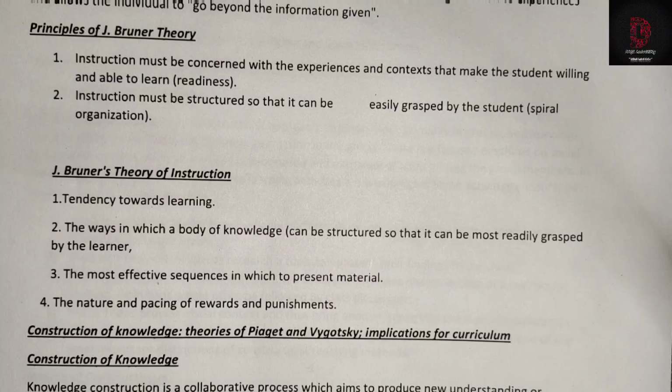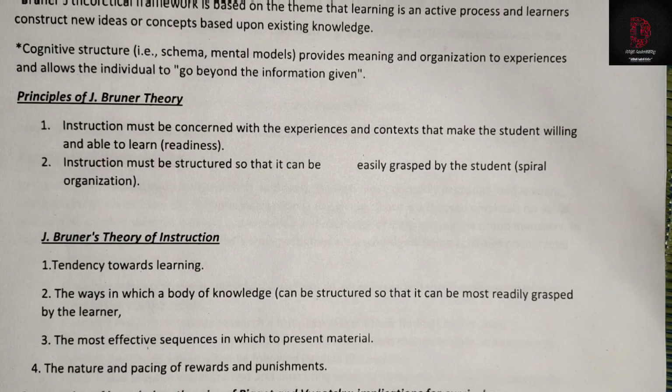Now comes to the J. Bruner's theory of instruction. Tendency towards learning, the ways in which a body of knowledge can be constructed so that it can be most readily grasped by the learner. The most effective sequences in which to present material, and the nature and pacing of rewards and punishment. So here we have completed the J. Bruner's theory of instruction. Let's stop here for today.